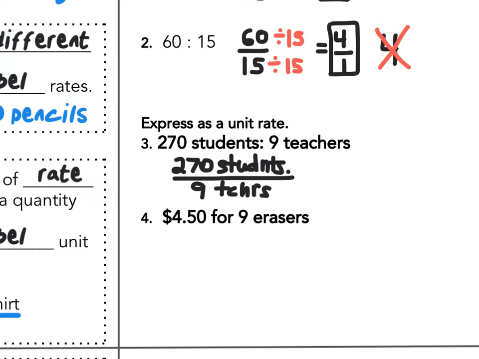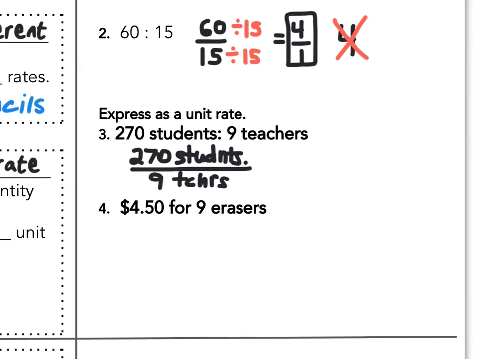For unit rates, you can actually divide them, and you're going to want to figure out how much it is for 1 teacher. So you're just going to divide them, 270 divided by 9. For your notes, let's just write it like this: you write 270 divided by 9.